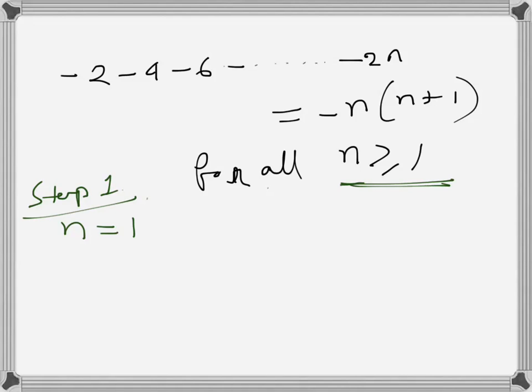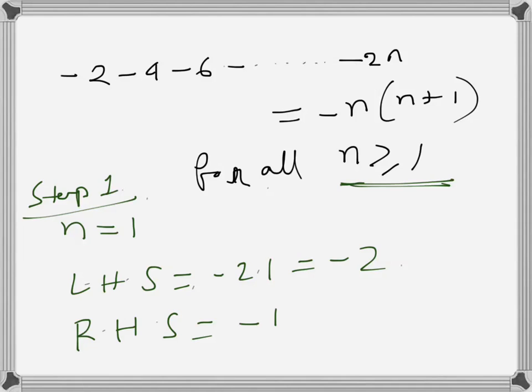So when n is equal to 1, the left hand side is minus 2 into 1, so that's just minus 2, and the right hand side becomes minus 1 times 1 plus 1, which is minus 2. So left hand side is equal to right hand side for n equal to 1. That's proved.